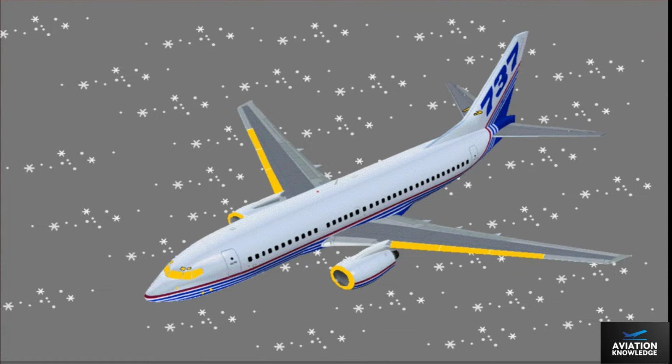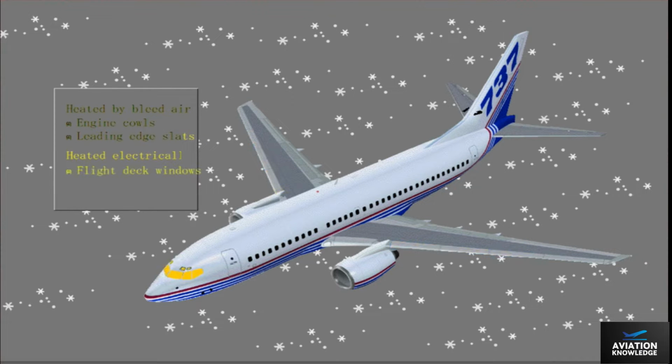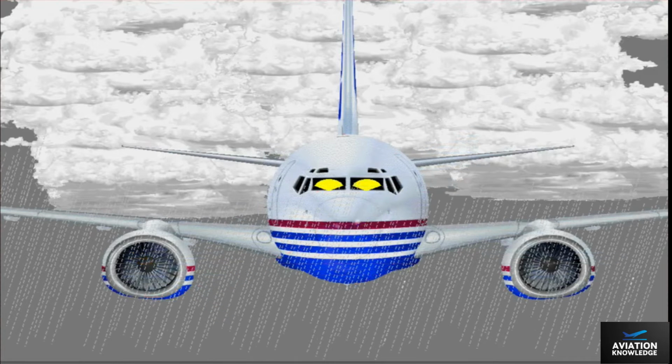The 737 ice and rain protection systems keep critical areas of the airplane clear of ice and rain. The bleed air directly from the engine heats the engine cowls. The bleed air from the pneumatic manifold heats the leading edge slats. The flight deck windows and all probes are electrically heated to prevent ice formation. The windshield wipers maintain clear areas on the windshield during takeoff, approach, and landing.